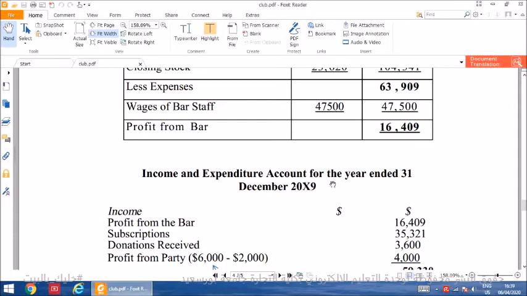Income and expenditure account for the year ended 31st December 2009. This is the income and expenditure account for the club as a whole. Income: profit from bar, 16,409, as you see here. Subscriptions, donations, profit from party, 6,000 less 2,000 expenses, 6,000 revenue, 2,000 expenses, 4,000 profit from party.